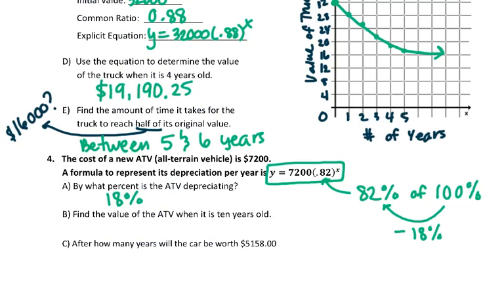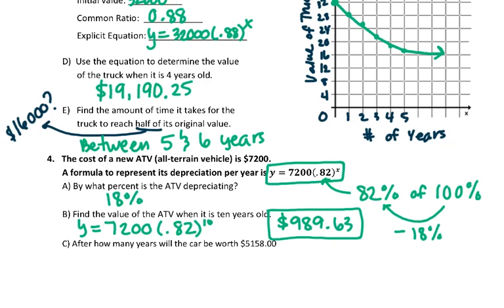$989.63. And you could also get that by simply plugging it in on the regular calculator screen if you wanted to. That is what you're technically finding. And we're getting $989. Ooh, that was ugly. And 63 cents. Last but not least, after how many years will the car be worth $5,158?